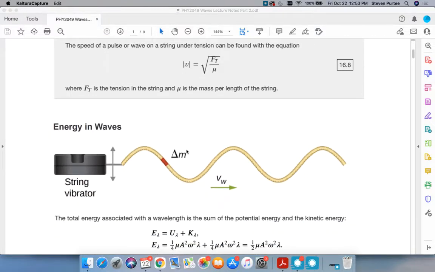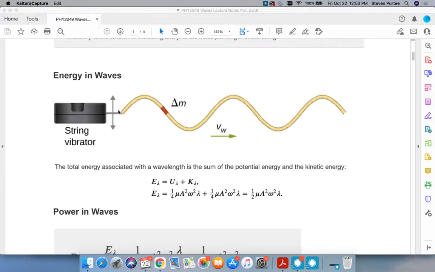Okay, waves transfer energy. So I've got some wave, I've got some oscillator here that's bouncing this wave up and down. The individual particles, the molecules of the string, are bouncing up and down. They're not moving left and right. Energy is moving left and right at speed v.